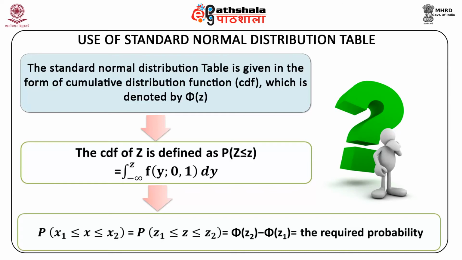For any given normal distribution, firstly we convert x into the z variable and compute probabilities using the CDF table of the standard normal variable. Making use of the CDF of z, we can write the probability that x1 is less than or equal to x, which is less than or equal to x2, is equal to the probability that z1 is less than or equal to z, which is less than or equal to z2, which is equal to phi z2 minus phi z1, which is the required probability. Students should bear in mind that since we are studying continuous variables, the signs less than, greater than, equal to, less than or equal to can be used interchangeably.